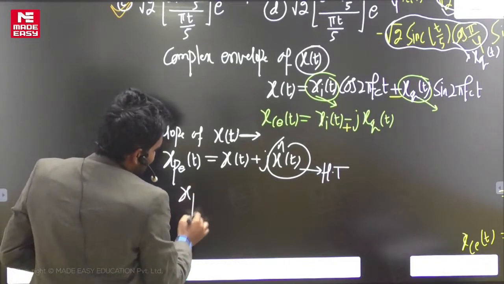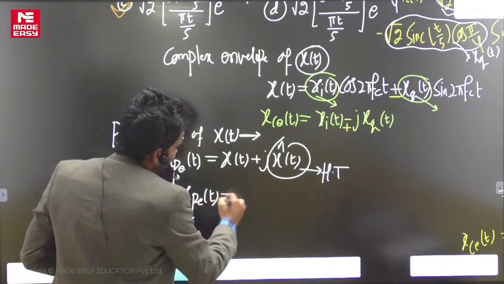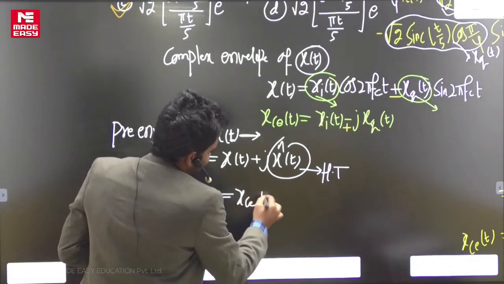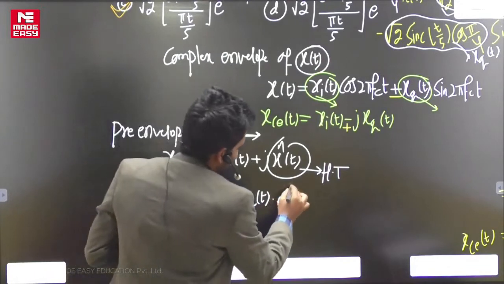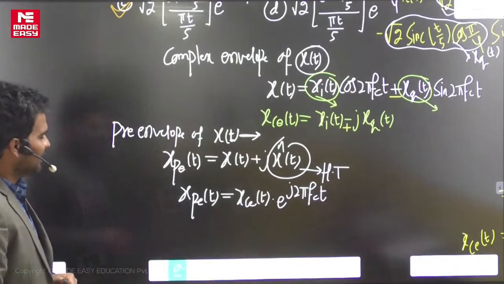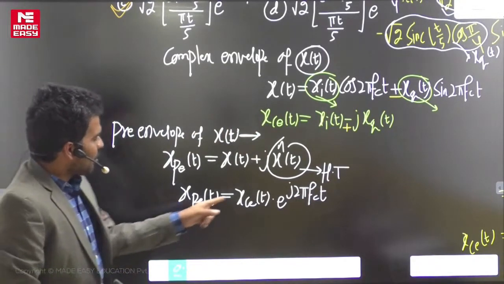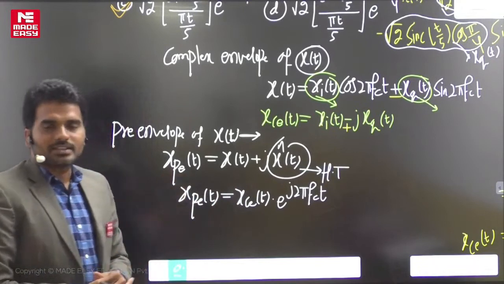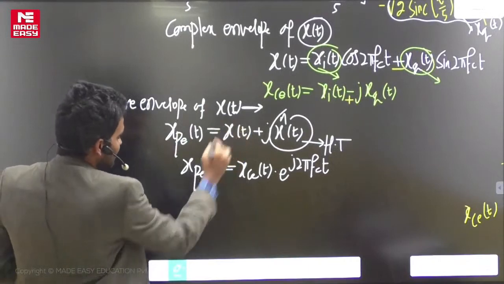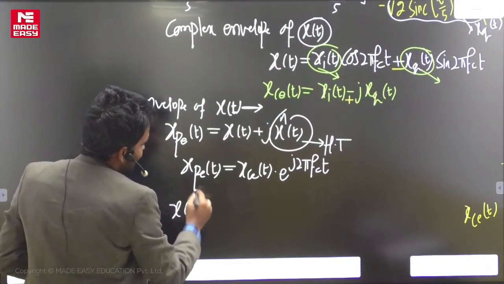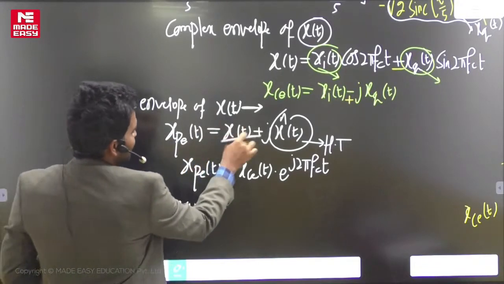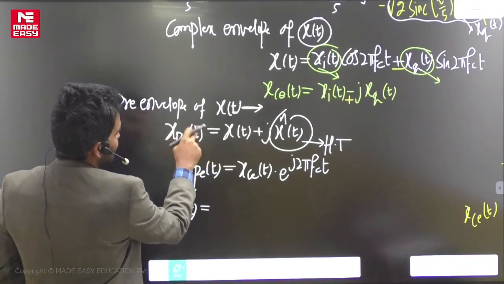What is the relation between the pre-envelope and the complex envelope of a signal? x_p(t) equals x_ce(t) times e^(j2πf_ct). And one more thing: if the pre-envelope of a signal is given, how do we find the corresponding bandpass signal? The bandpass signal x(t) is simply the real part of the pre-envelope.